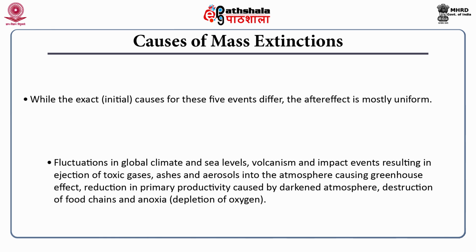So, fluctuations in the global climate and the sea levels, volcanism and impact events resulting in the ejection of toxic gases, ashes, aerosols into the atmosphere causing the greenhouse effect, reduction in the primary productivity caused by the darkened atmosphere, destruction of the food chains, and anoxia, which is depletion of oxygen. So, all these are after effects of the initial event that drives the mass extinction event.